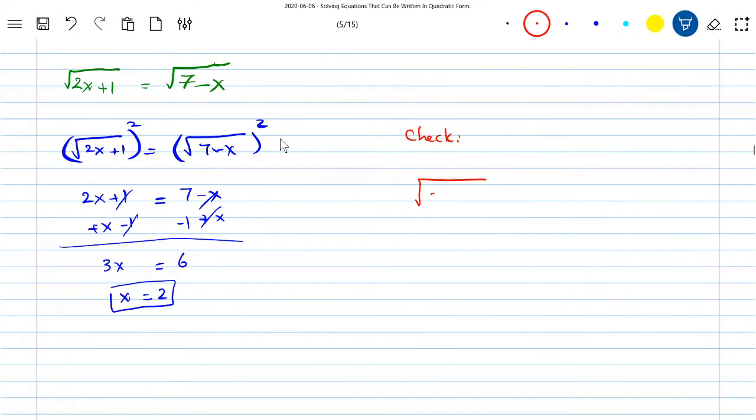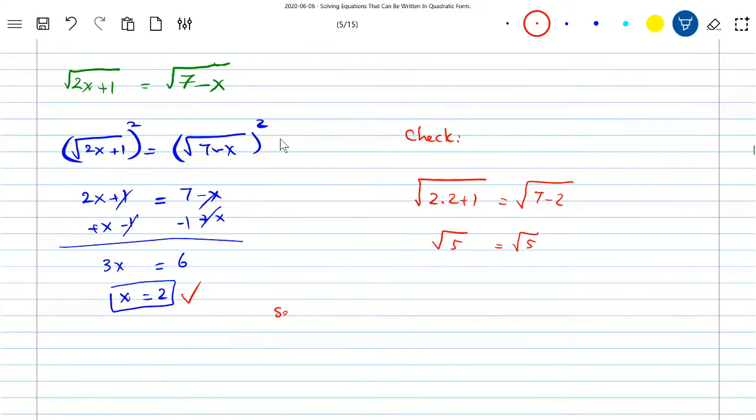We can replace it. 2 times 2 plus 1. Is it equal to the square root of 7 minus 2? The left-hand side is 5, the right-hand side is 5. I have a true statement. Square root of 5 is definitely equal to square root of 5.